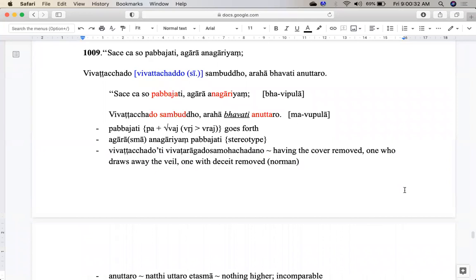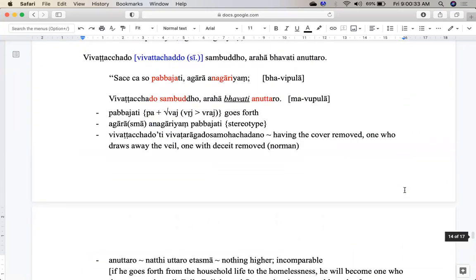Okay, so any questions about this one? Sayadaw, is the word anuttaro only modifying araha? It is not for sambuddho and vivattacchado; it can also be. Okay. Thank you.